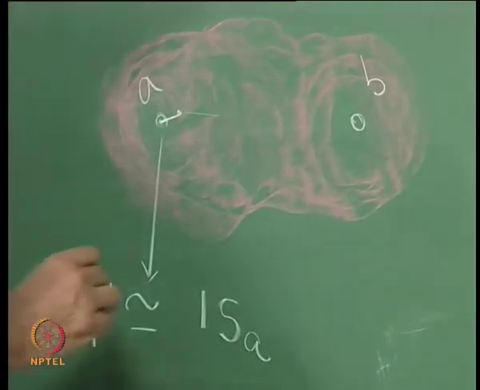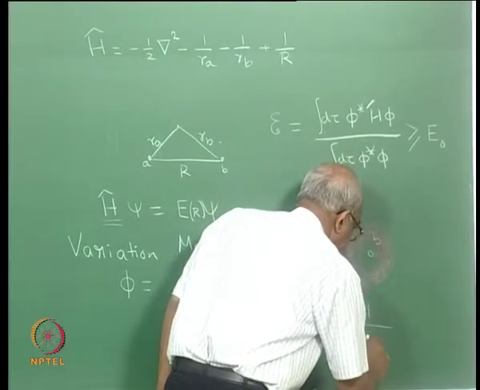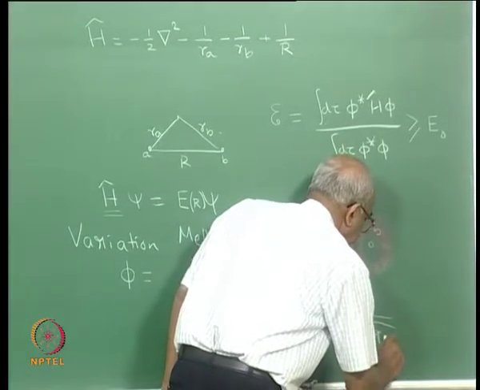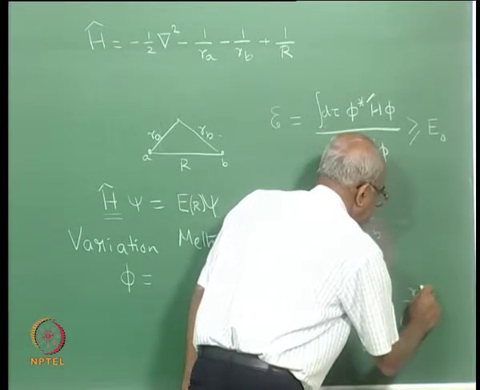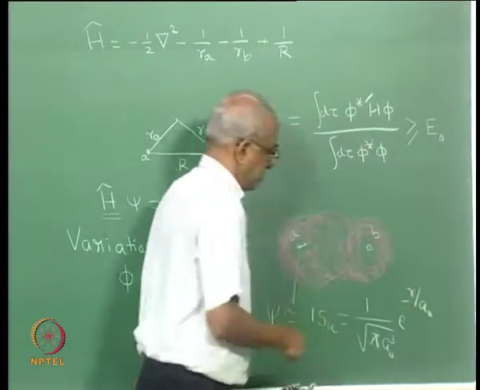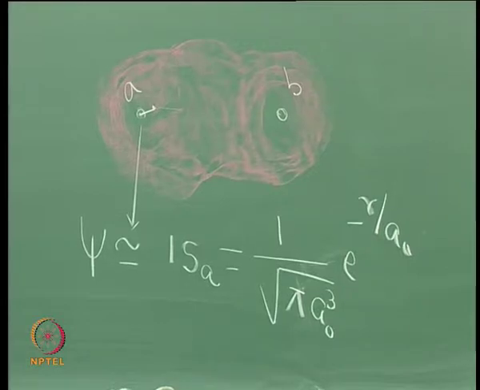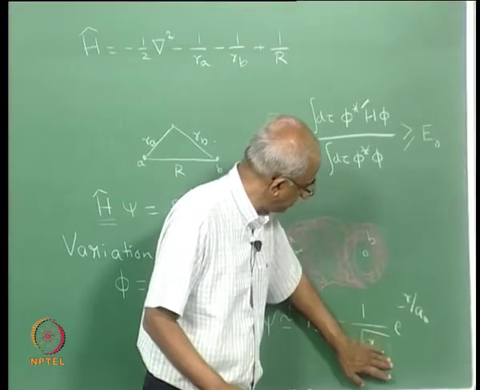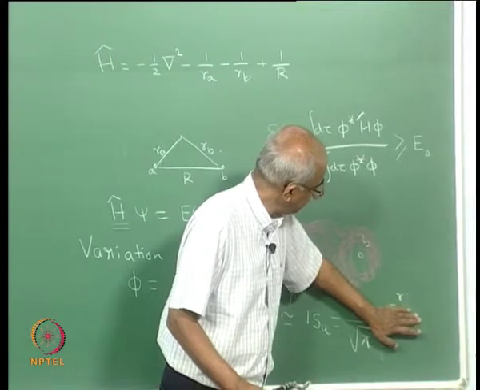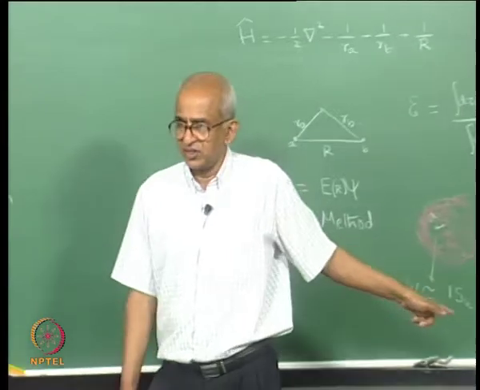What is 1s A is the question? Well, 1s A is actually 1 by square root of pi A0 cube e to the power of minus r by A0. This is the expression for 1s atomic orbital that we have looked at long ago. But because we are working with atomic units, what will happen? In atomic units A0 is 1, so I can remove this A0 cube, and this is 1. So, therefore, I would have just e to the power of minus r. This is the convenience of working with atomic units.